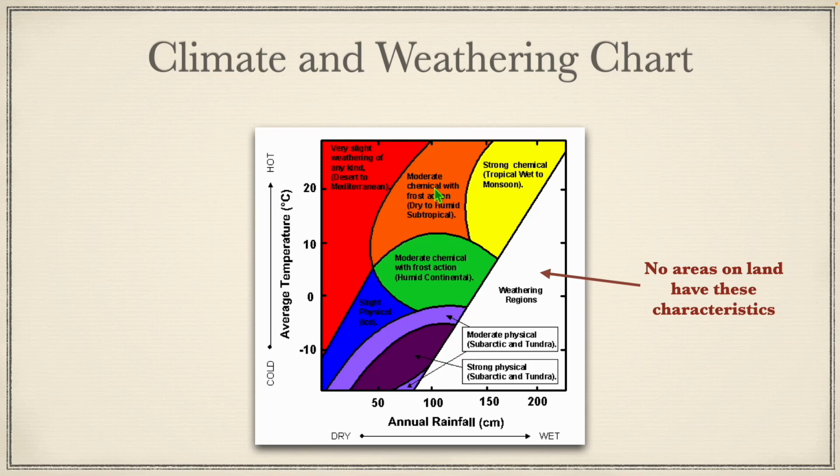These are desert areas. You have moderate chemical weathering with some frost action in these areas where you have a little more rainfall and higher temperatures. Then you have very strong chemical weathering here, with a lot of rainfall and higher temperatures. In these areas here, you don't really have places on land with this much rainfall that match these temperatures. So this whole line marks off an area on this graph that doesn't really occur on land.